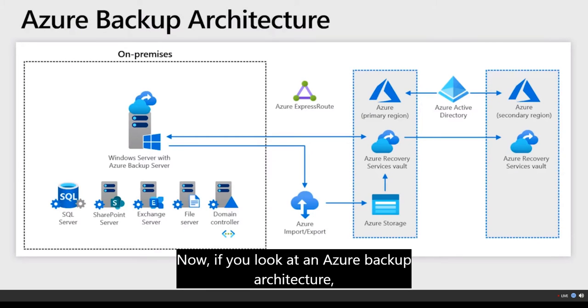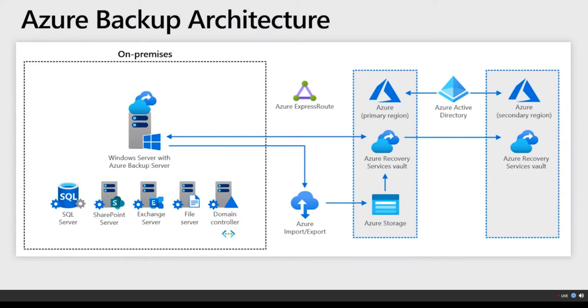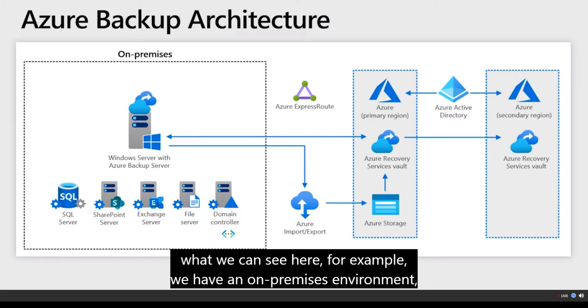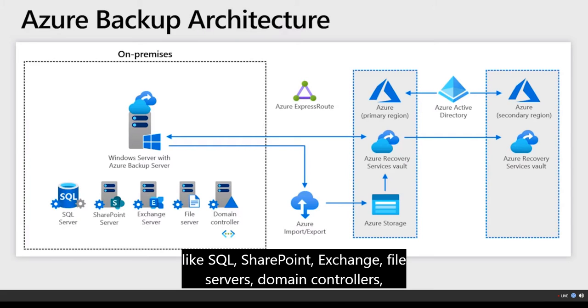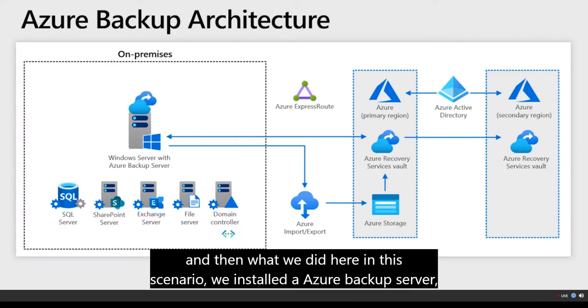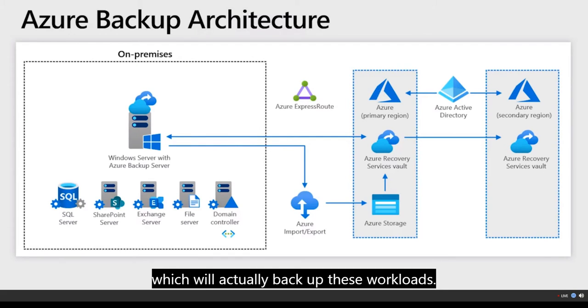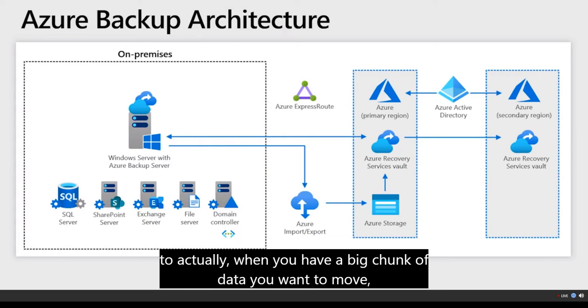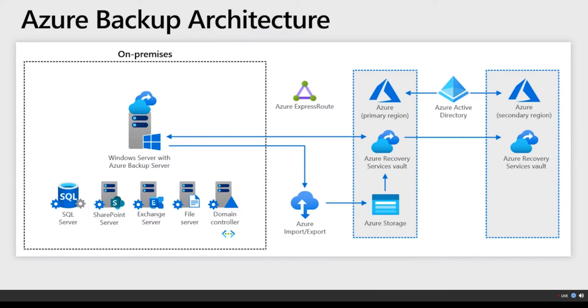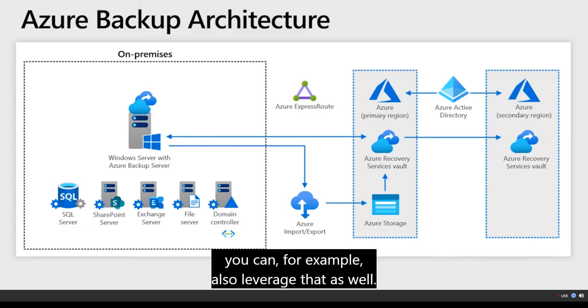Now, if we look at an Azure Backup architecture, what we can see here, for example, is an on-premises environment. We have a couple of workload servers like SQL, SharePoint, Exchange, file servers, and domain controllers. And in this scenario, we installed an Azure Backup Server, which will actually back up these workloads. Then you can send them to Azure, again, over the internet or over ExpressRoute, or even use the Azure Import/Export service when you have a big chunk of data you want to move.